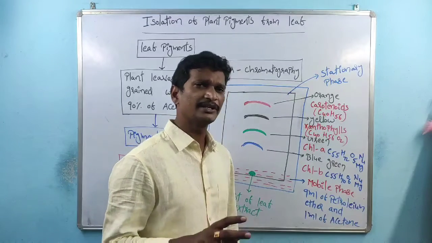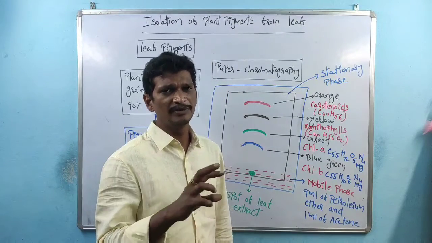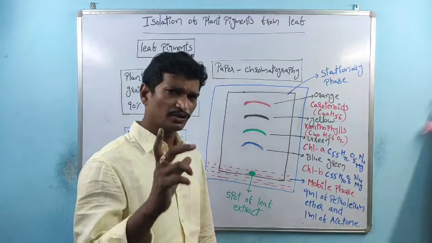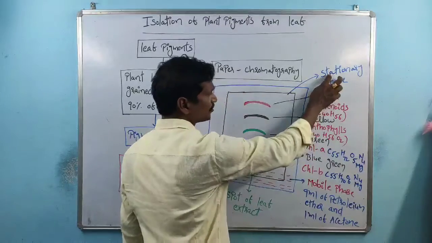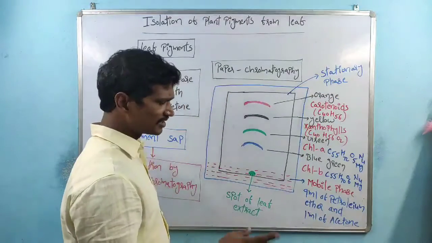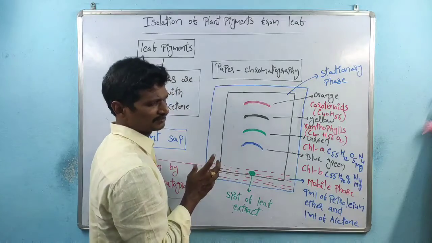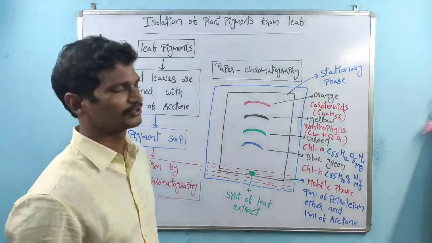So we are separating molecules between two phases. One phase is called the mobile phase, the other is called the stationary phase. Based on these two phases, whatever pigments we subject, here plant pigments, we are separating the plant pigments.